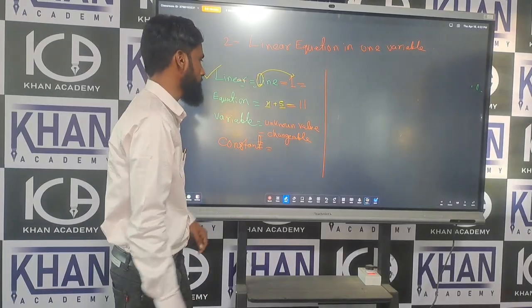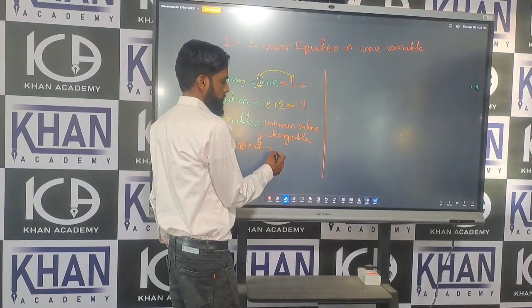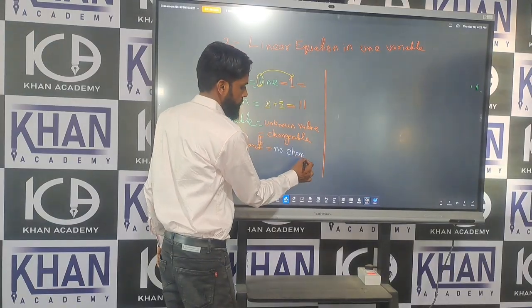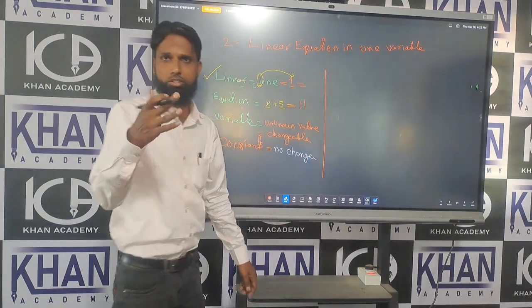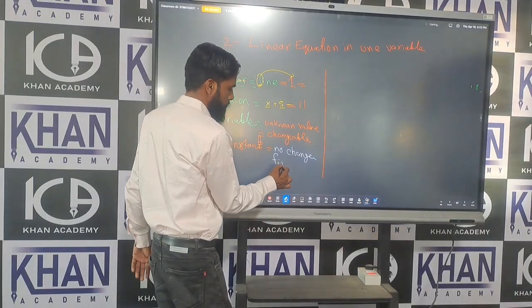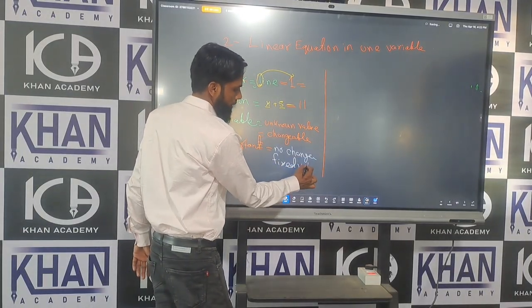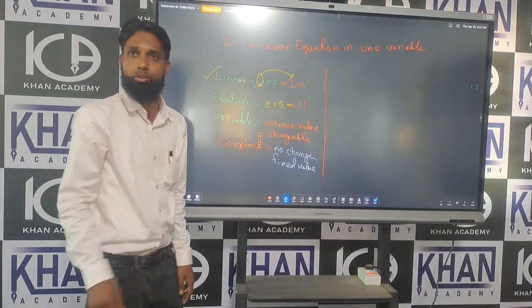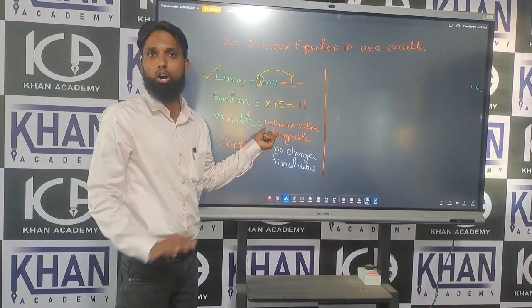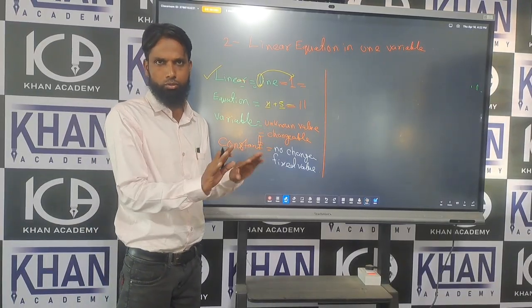What do you mean by constant? No change. There is no change. This is a fixed value. Which value? Fixed value. Variable is a changeable value, not fixed. Fixed, there is no change in a constant.